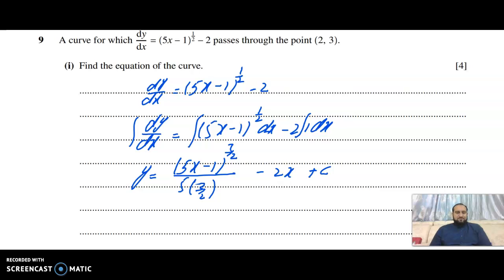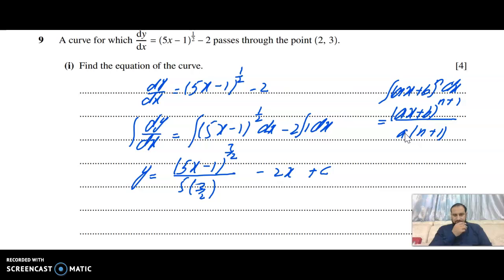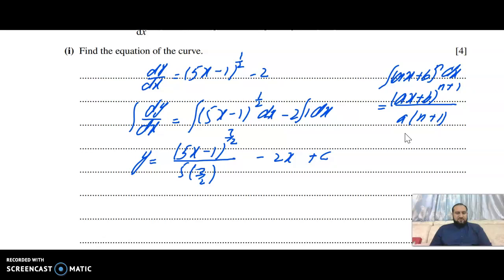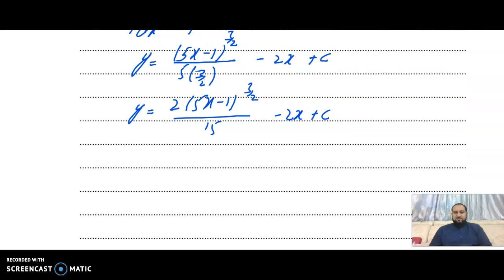Here we use the formula for the integral of (ax plus b) to the power n dx. At that time we have (ax plus b) to the power of n plus 1 over a times (n plus 1). So from here this equation will become 2 times (5x minus 1) to the power 3 by 2 over 15 minus 2x plus c. Now we have coordinates 2 and 3, so we can plug them in.